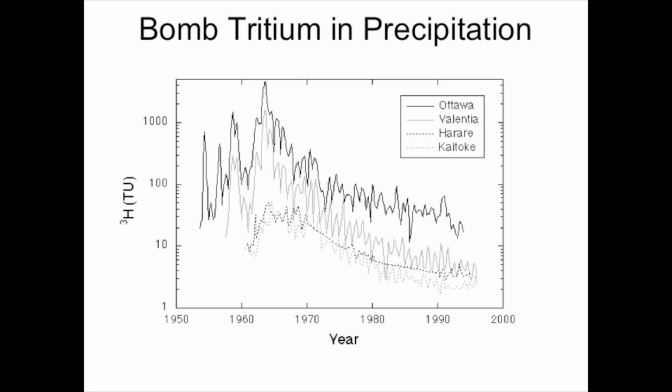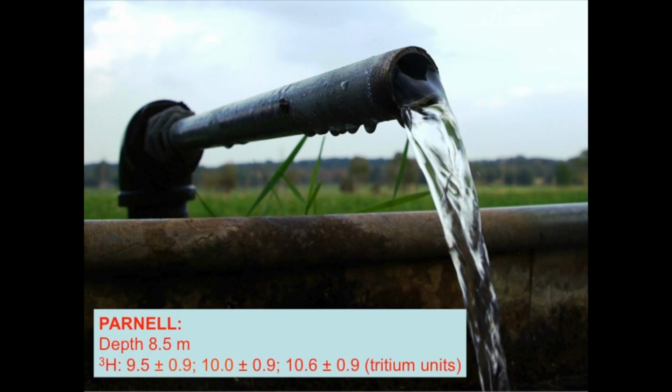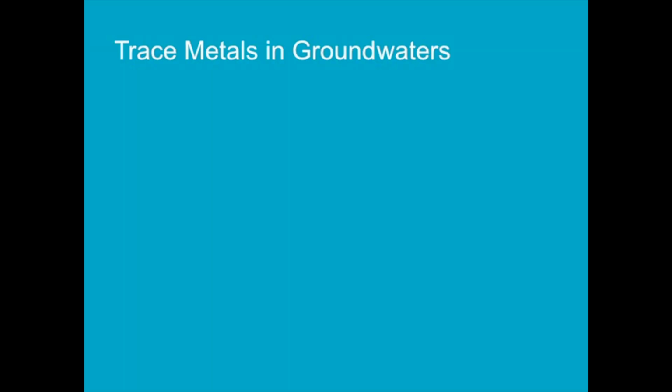So I'm dealing with very recent groundwaters. I want you to remember that also. It's very young water. Site 41, the proposed landfill, there's an artesian flow beside that. Was an important test site for me, and also containing tritium. So the message that you should have here, these artesian wells contain recent groundwater.